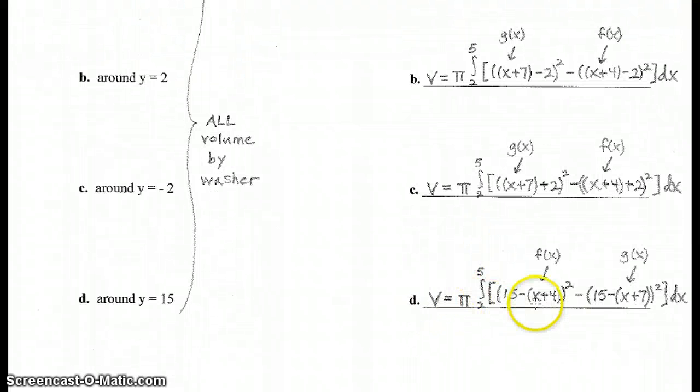And you can see that here on the answer key. Pi times the integral from 2 to 5 of 15 minus f of x, my outer function, squared, minus 15 minus g of x, my inner function, squared.